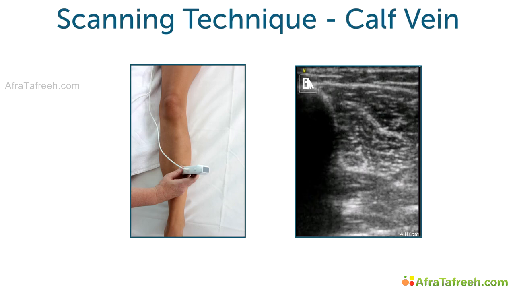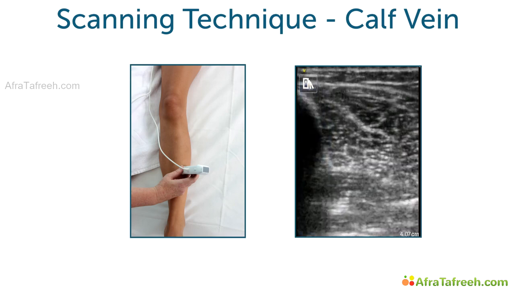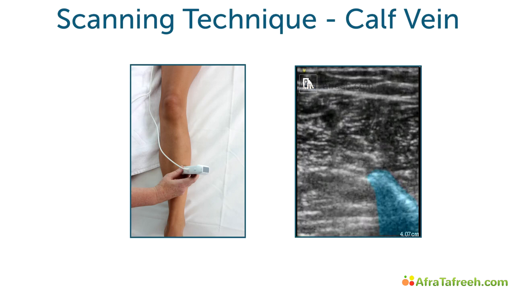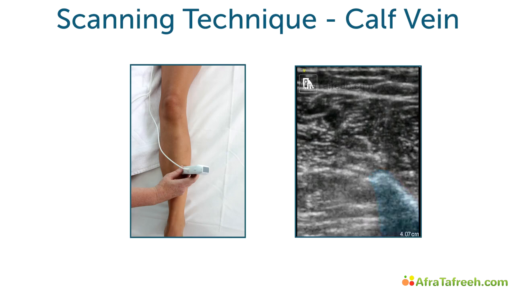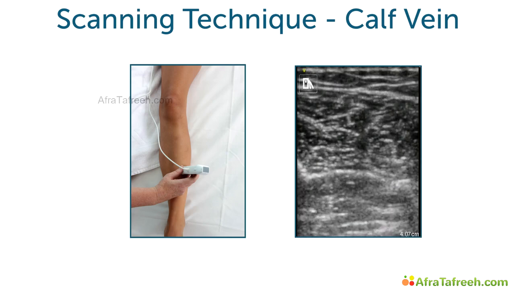Now to scan the anterior tibial veins using the anterolateral approach with the transverse transducer between the tibia and fibula, using these two bones as our landmarks. Find the anterior tibial veins between these two bony landmarks and compress from proximal to distal lower leg.